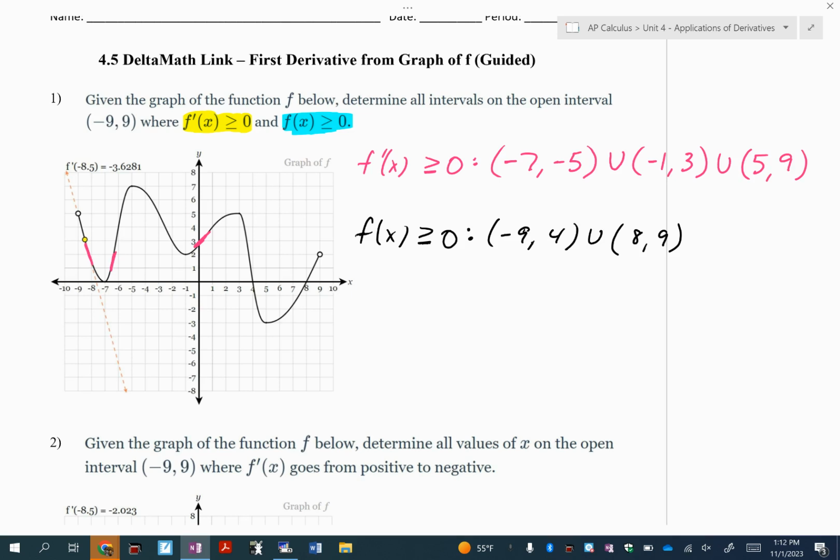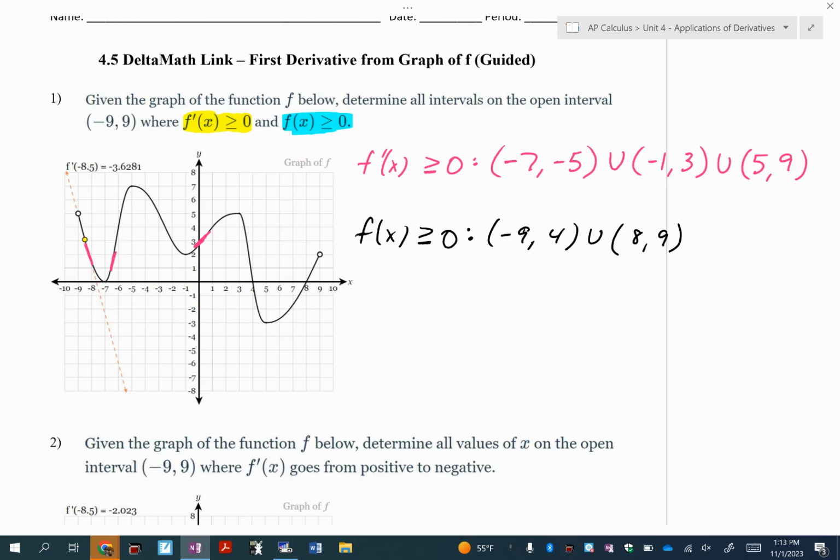Good question. If the function stayed down here at 8, would it be just -9 to 4? If it just stayed down here, yeah, I would be done after the 4. Good question. Okay, now we're not done.